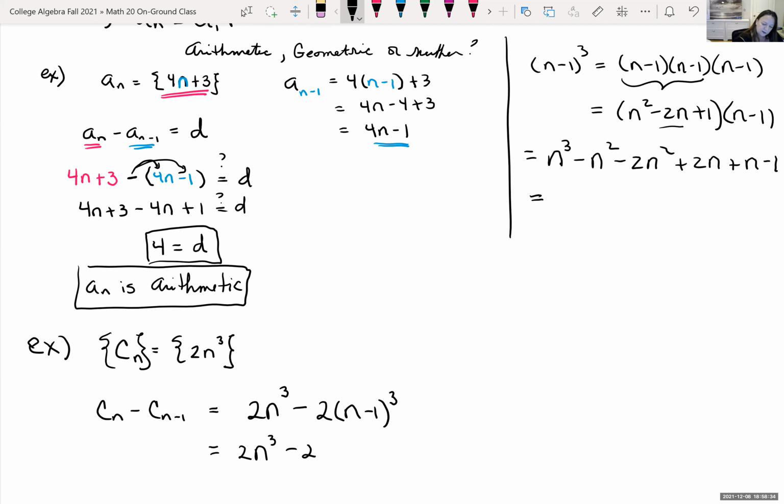Let me just clean it up a little more. So combining like terms, no other term has an n cubed, so bring it down. We have a minus n squared minus a 2n squared. That's a minus 3n squared. You have a 2n plus 1n, that's plus 3n minus 1.